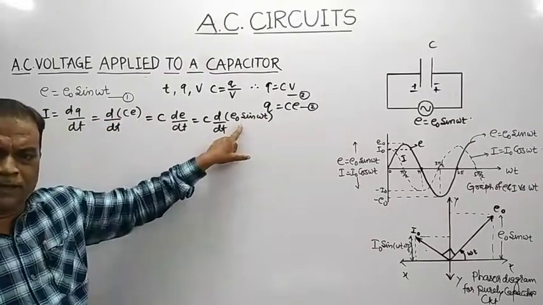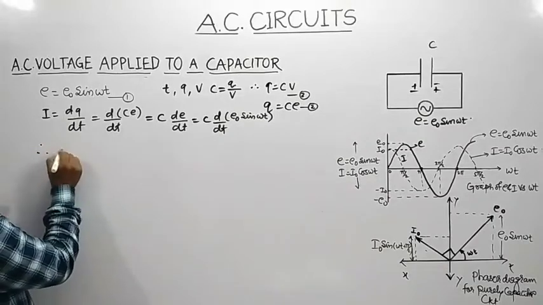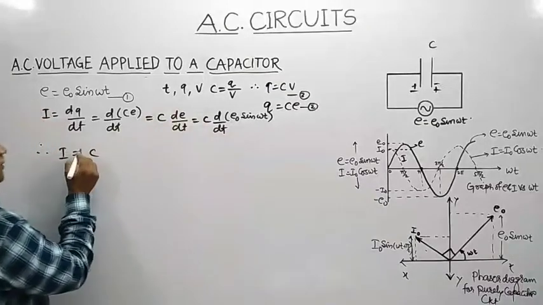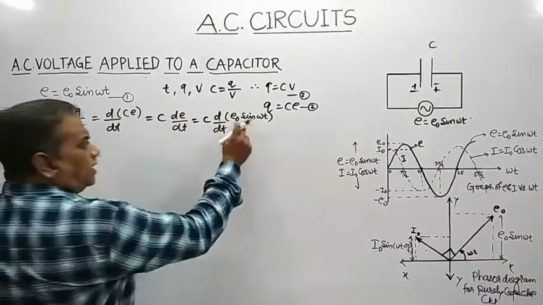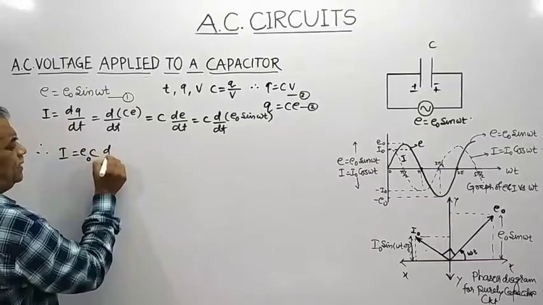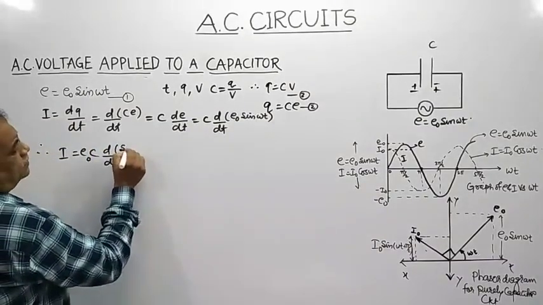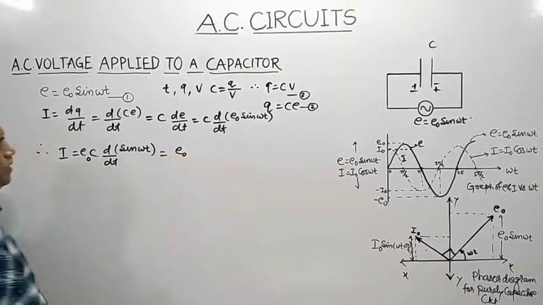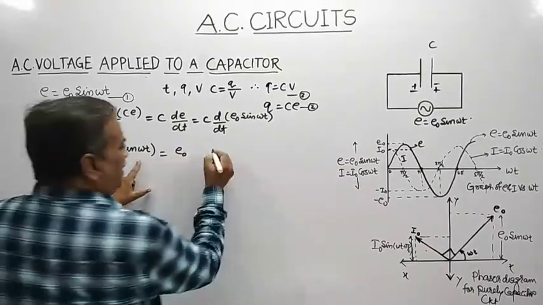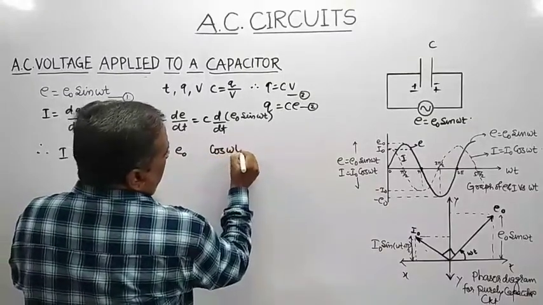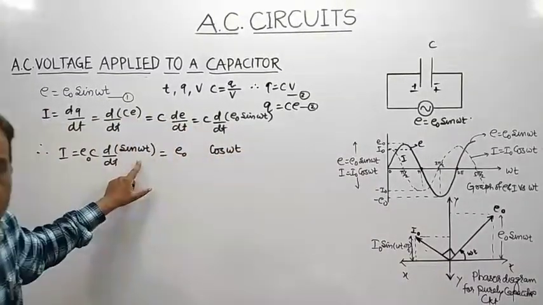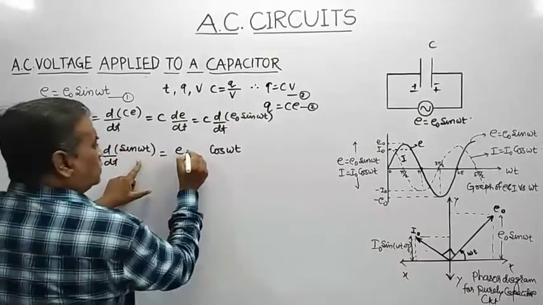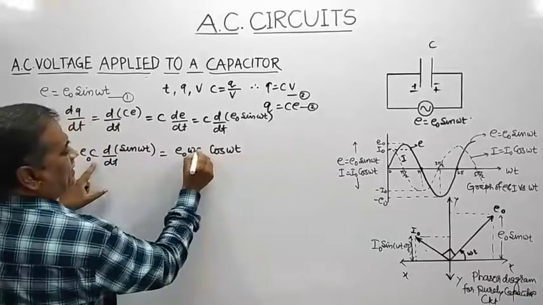Now E0 is constant, take it outside the differentiation, therefore I equal to C is as it is. This E0 will be taken outside, so E0C. Now what is d dt of sin omega t? d dt of sin omega t is cos omega t into d dt of omega t. What is d dt of angle omega t with respect to time? It is omega, so E0 omega and that C as it is.